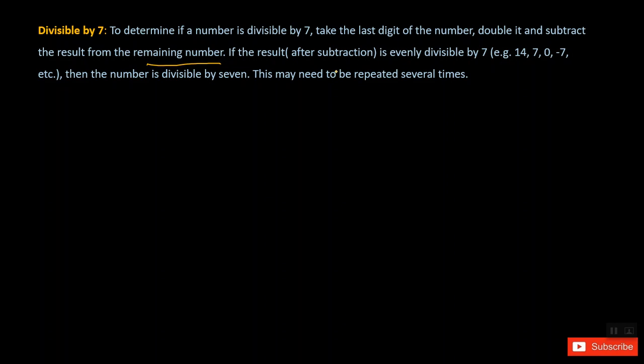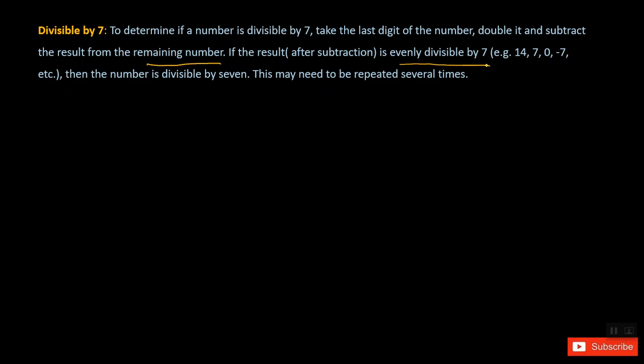If the result after subtraction is evenly divisible by 7, or I can say if the result after subtraction is a multiple of 7, then definitely that number is divisible by 7. This may need to be repeated several times. So this is the way we check.